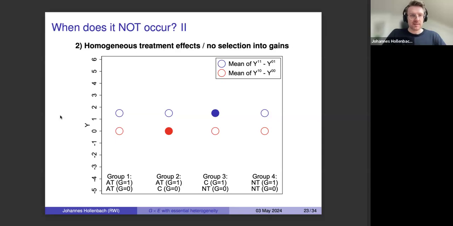The second scenario when the problem does not occur is if you have homogeneous treatment effects or no selection into gains. Selection into gains is just a way of saying that there is a gradient, so that always takers have higher payoffs, never takers have lower payoffs, and you have this gradient in the potential outcomes. If you don't have it, like here, and you have a flat gradient basically, two-stage least squares still compares the wrong circles, but it doesn't matter because it turns out to be 1.5 in the end again.